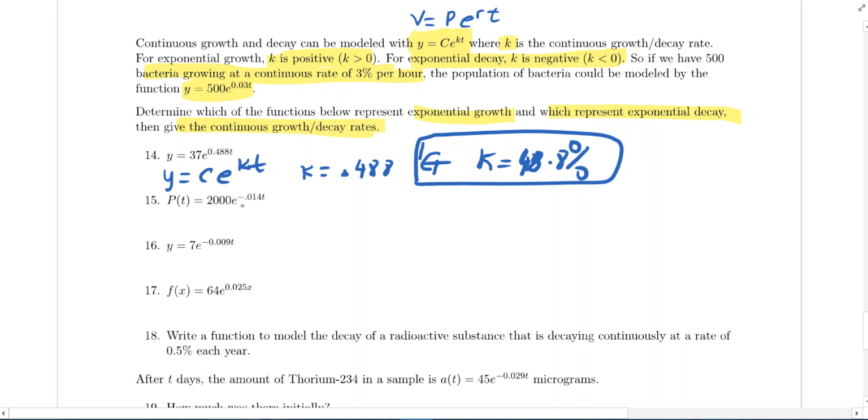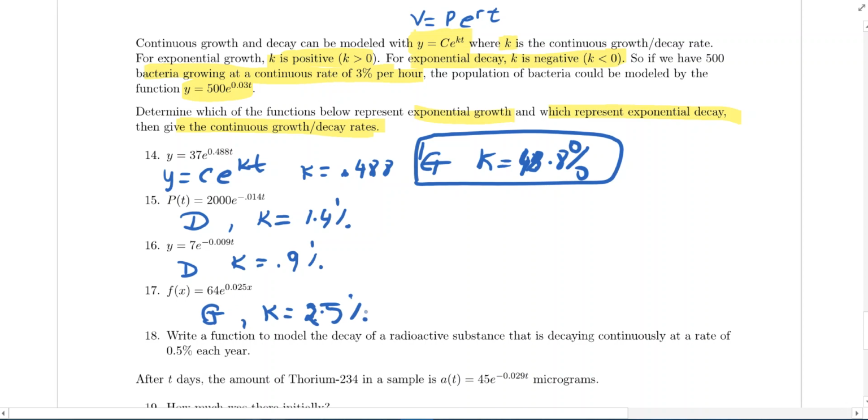For number 15, you notice that K is negative now, so this is decay, and the decay rate K is moved decimal 2 places, so it'll be 1.4%. Next one, K is negative, so this is decay, and the decay rate K moved the decimal 2 places, so it'll be 0.9%. For number 17, K is positive, so this is growth, G, and then K is 2.5%.